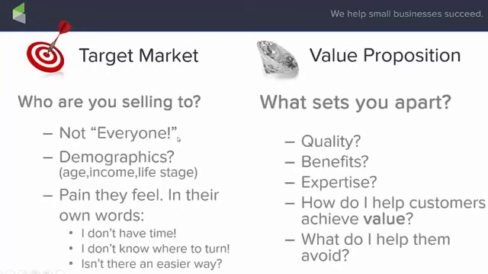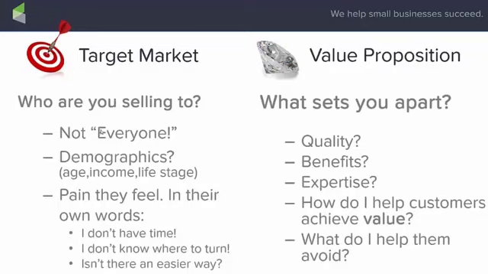All right, let's talk about the target market and your value proposition. What you sell and who you sell it to, you must have clear, or else we're going to build badly when we jump into Infusionsoft. So let's talk about the target market. If I ask you, who are you selling to, and you tell me everyone, another common thing we hear all the time from people, oh, everybody can use my product.